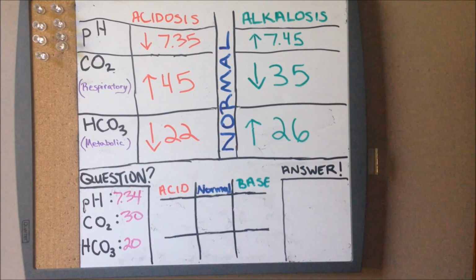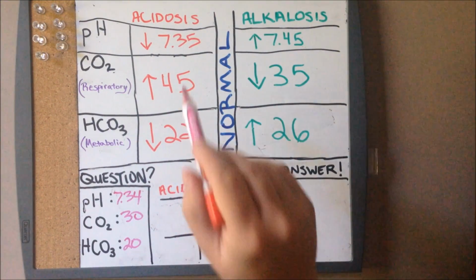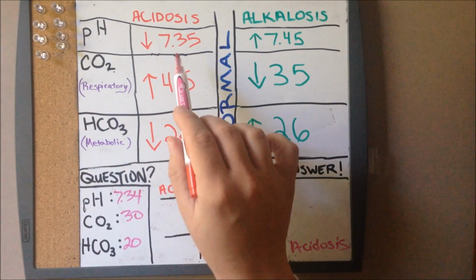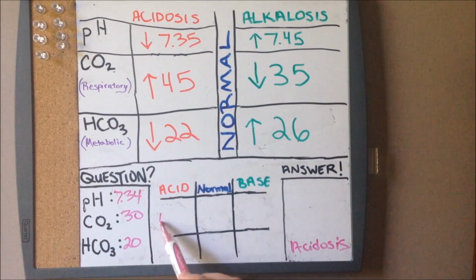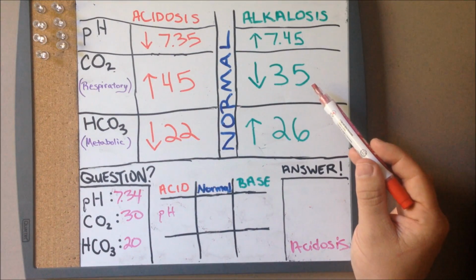Start with the pH, 7.34. It's just below 7.35, but it is still below. Therefore, we have acidosis. And since the pH is in the acidosis column, we write it down here in the acidosis column. Next, our CO2 of 30, that is below 35.